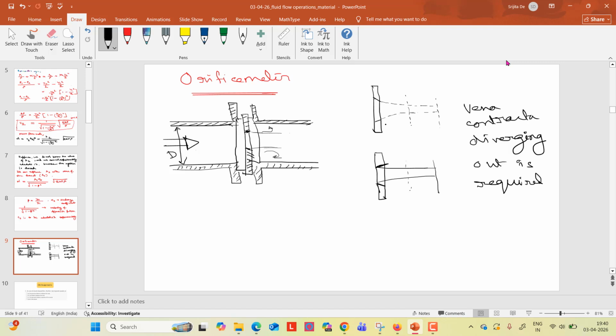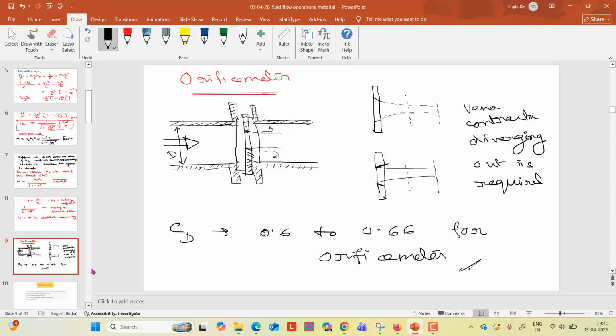So for orifice meter, CD can vary between 0.6 to 0.66, which will be different in case of Venturi meter. This is for orifice meter. Okay. Next comes the venturimeter design.